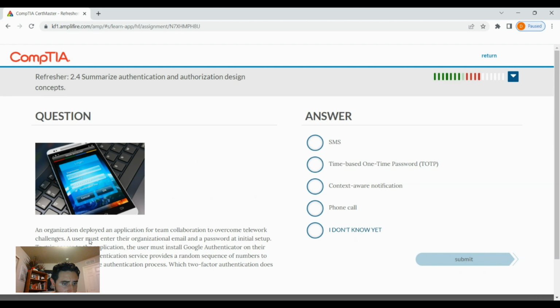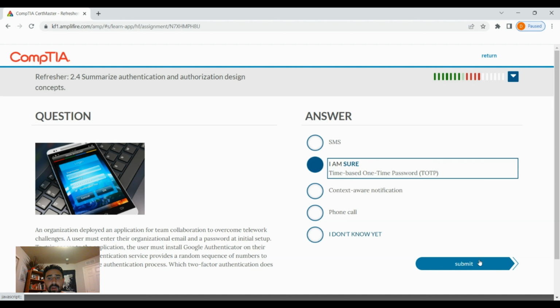An organization deployed an application for team collaboration to overcome telework challenges. Users must enter their organizational email and password at initial setup. Now, to gain access to this application, the user must install Google Authenticator on their mobile device. The authentication service provides a random sequence of numbers to use to complete the authentication process. Which two-factor authentication does this best represent? That's a time-based one-time password, since it is always changing and renewing.